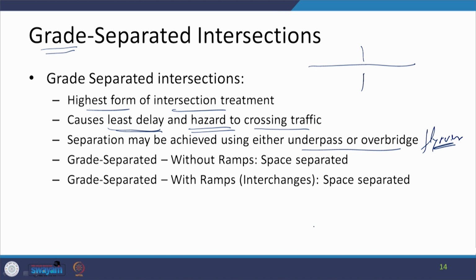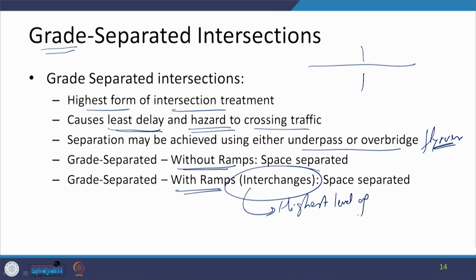Now, when we look at these separations, there are two ways of doing it. One is that there are no ramps, another one is with ramps. Now, with ramps, if we are doing it, they are also being defined as interchanges, and this is the highest quality which can be there. So, the highest level of flow provisions which are going to be there are in the form of interchanges.